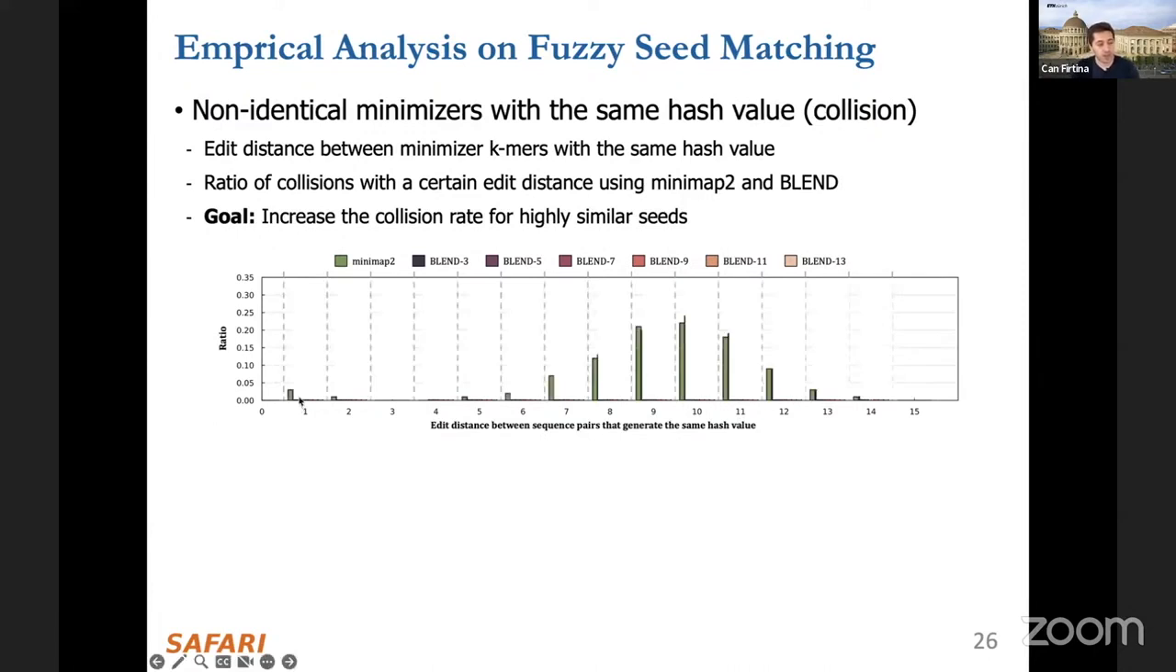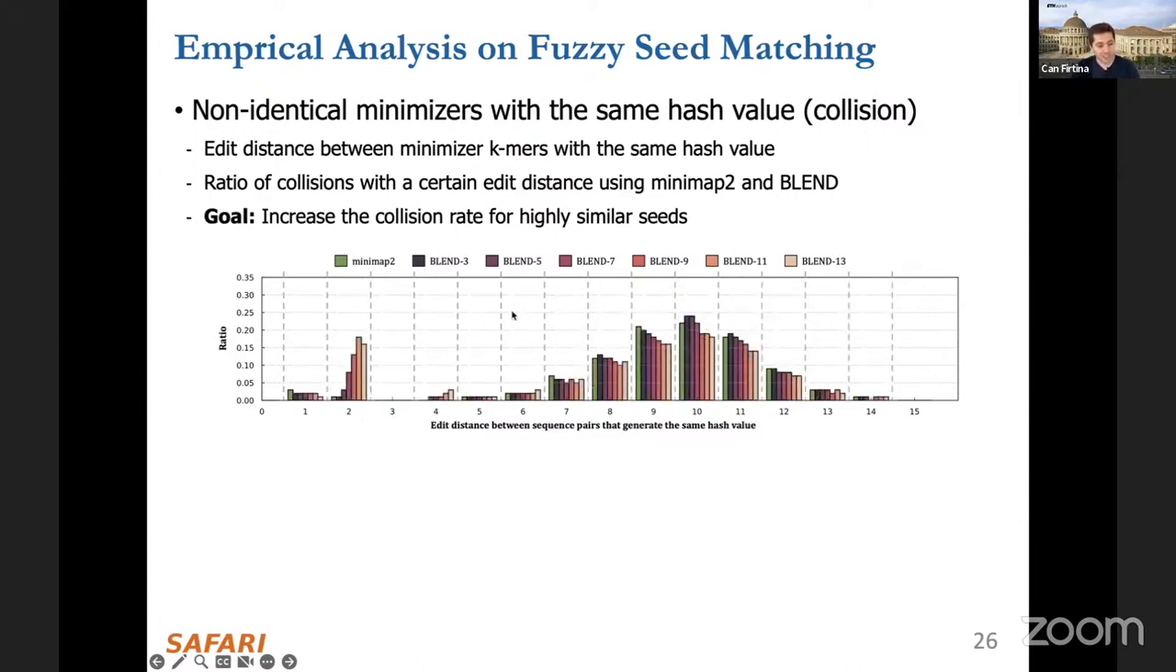And here, this figure shows the collision ratios for Minimap2. And here, we almost have a nice Gaussian distribution, where the most ratio is around 10 edit distance, meaning we have collisions between minimizers, and whenever there's a collision, those minimizers are not really similar to each other because their edit distances are particularly high. And what we want to do is actually increase the collision around this area so that we have a selective collision, in the sense that those collisions are highly similar to each other and there are many of them. And this is what this figure is showing.